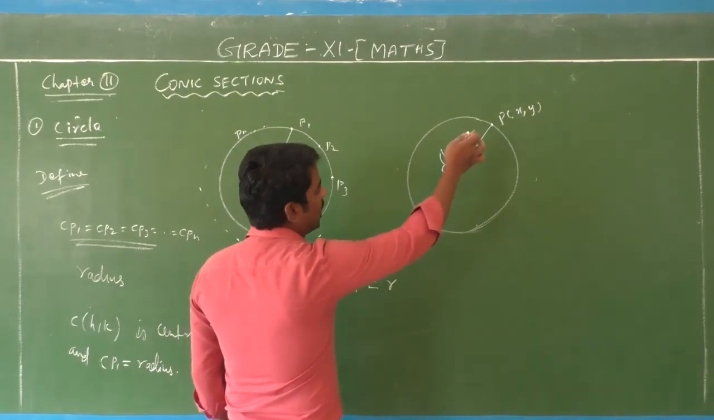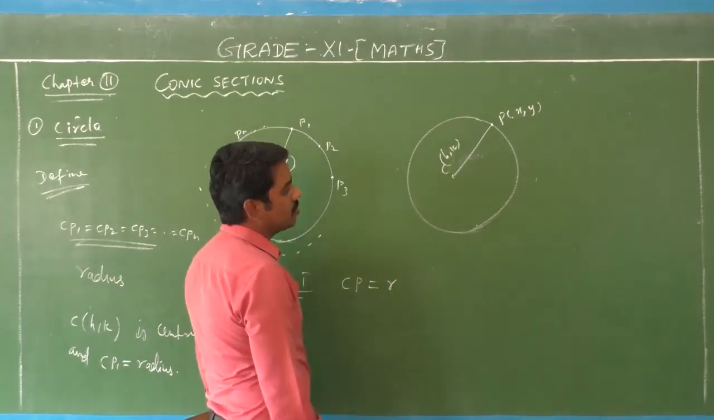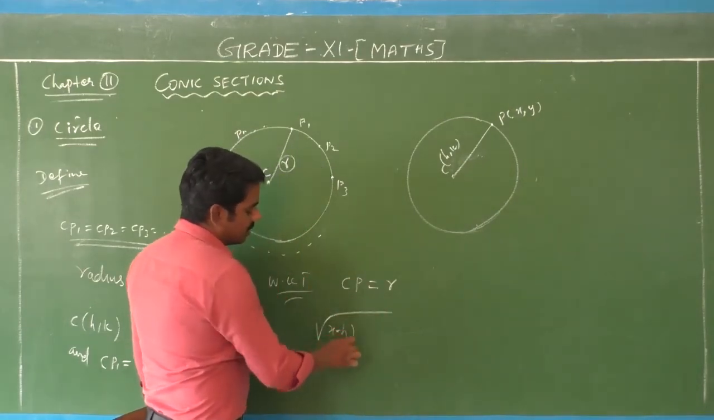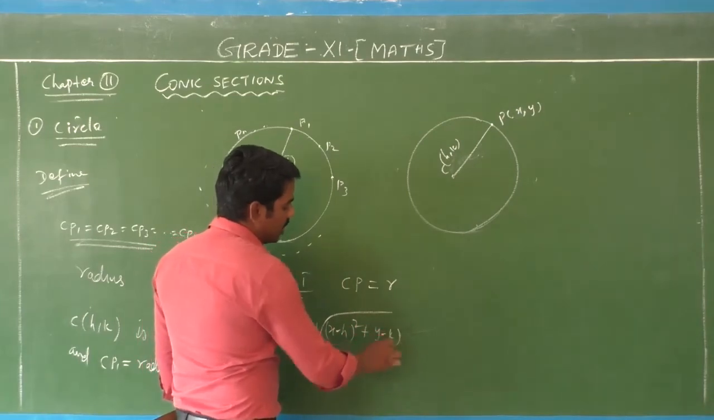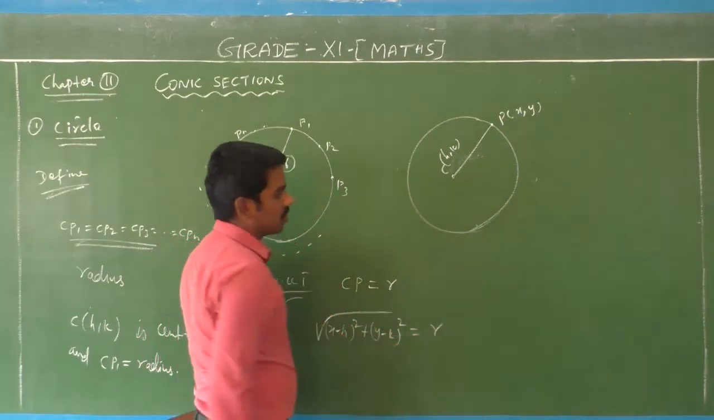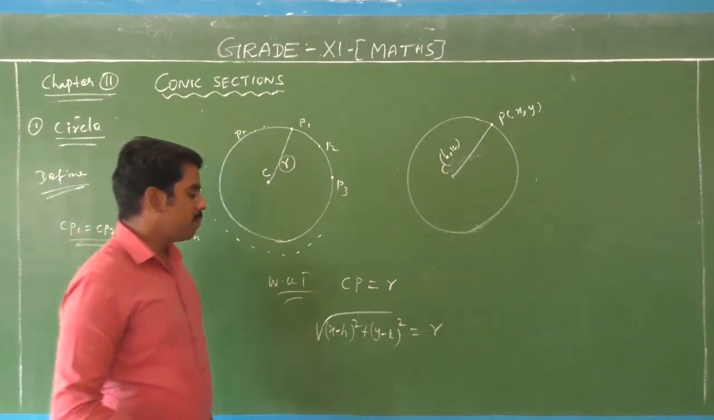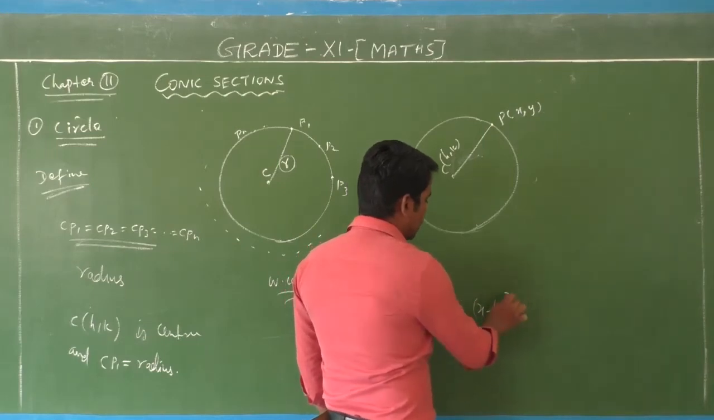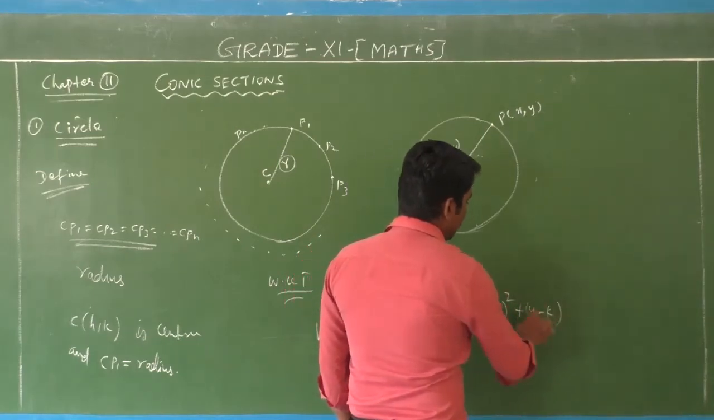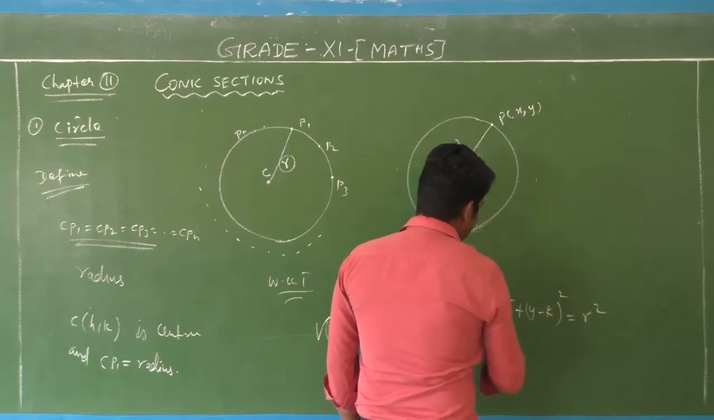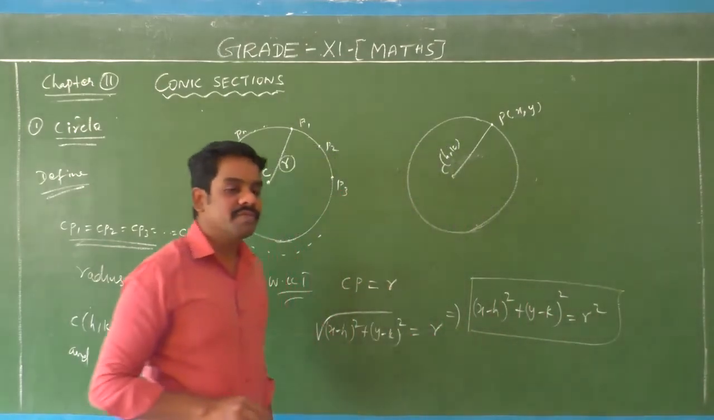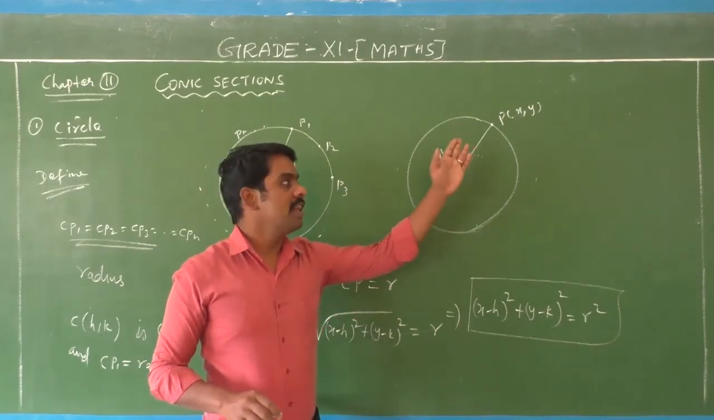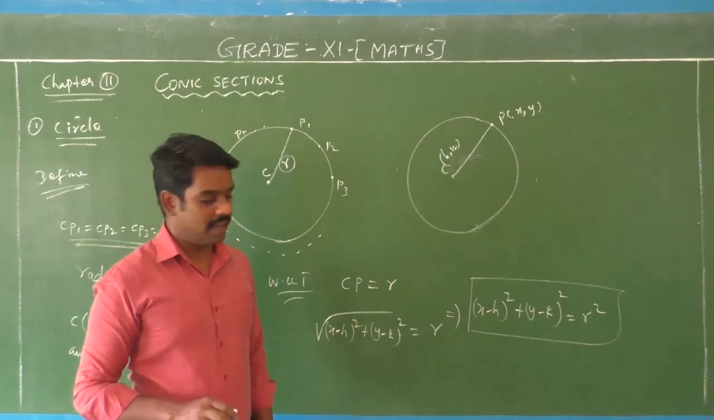Here x1 and y1 is x comma y, and x2 and y2 is h comma k. Substitute this: root of (x minus h) the whole square plus (y minus k) the whole square equal to r. Take square on both sides, which implies (x minus h) the whole square plus (y minus k) the whole square equal to r square. This is the required equation of this circle when the center is h comma k and P, any point of the circle, is x comma y.